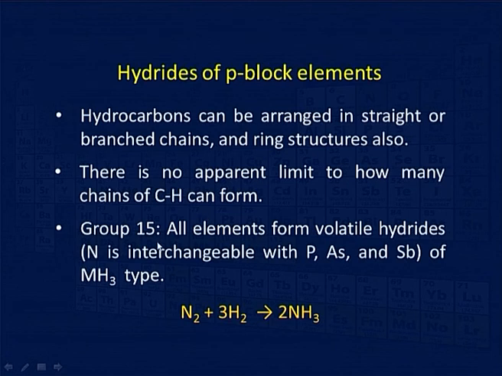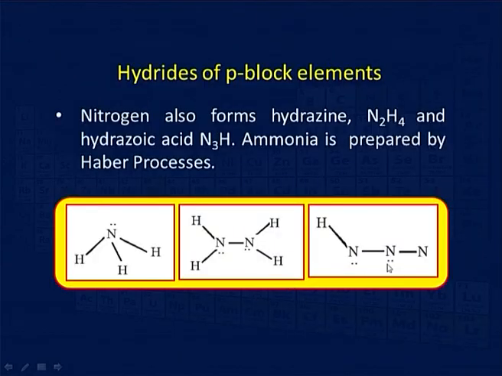In group 15, all the elements form volatile hydrides. Nitrogen can be replaced with phosphorus, arsenic and antimony. As nitrogen forms NH3 here, phosphorus will form PH3, arsenic will form AsH3 and antimony will form SbH3. Such types of hydrides can be established. Nitrogen also forms hydrazine N2H4, dinitrogen tetrahydride, and hydrazoic acid HN3. Ammonia is prepared by the Haber process, the major process for preparation of ammonia. These are the structures of the hydrides.